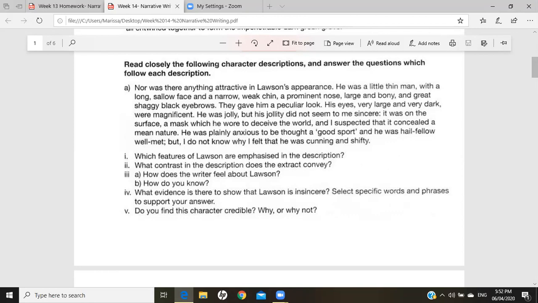So remember that if he is credible, it means that he'll be a bit convincing. He'll be something that you could believe to be true. So do you think that Lawson's description points him to be a credible character? And why do you think so, or why not? So since Alex is not with us, I will have Jaden answer this.